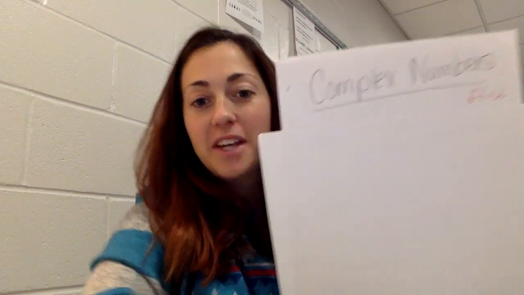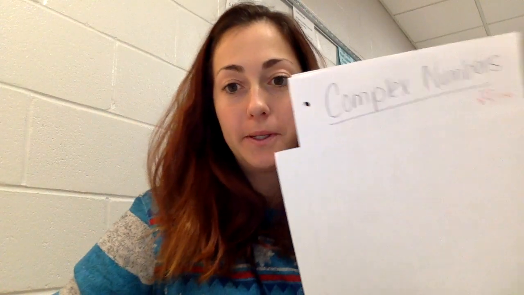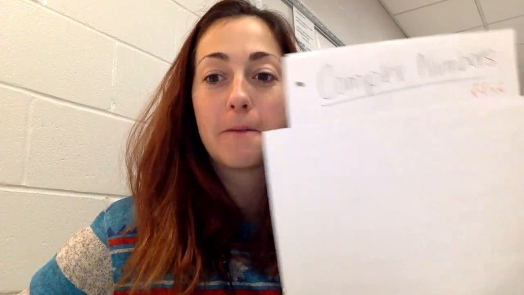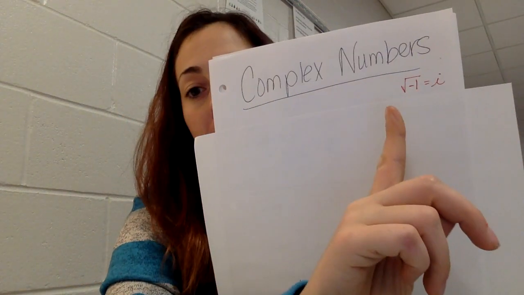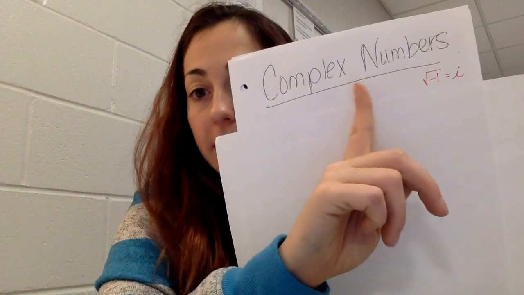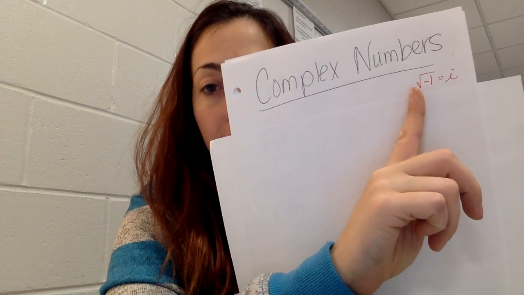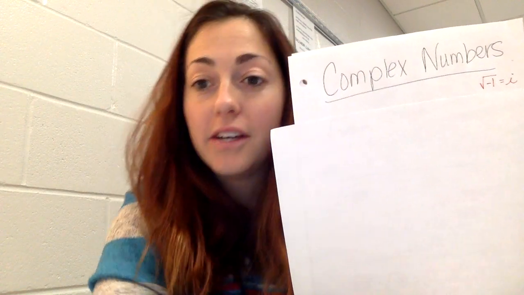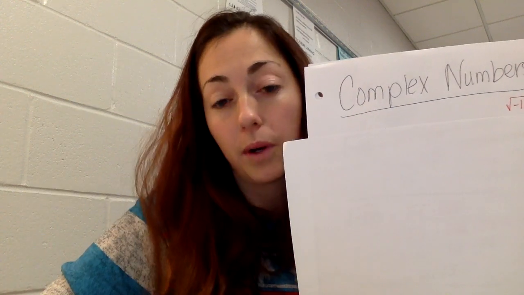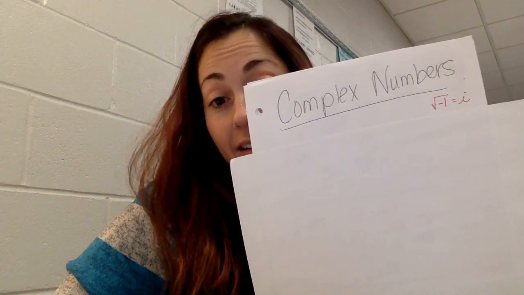Hey guys, so we're talking about complex numbers. I'm using these papers to teach you complex numbers. The biggest thing we need to know, and make sure you write everything down, pause the video, is that the square root of -1 equals i. Using that fact, there's a whole avenue of material that we're going to work through, and it's going to be great.